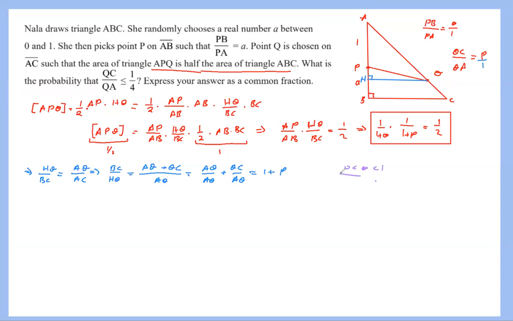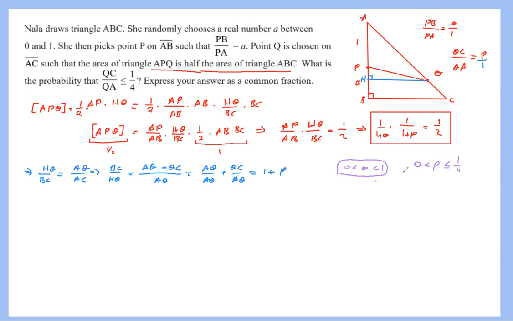So this is going to be A. And then we want P, which is QC divided by QA, should be. So P is going to be less than 1/4. But you know, P is the ratio of two positive numbers because that's the ratio of two sides, it cannot be negative. So it has to be all the way to 0. So that's the range for P.